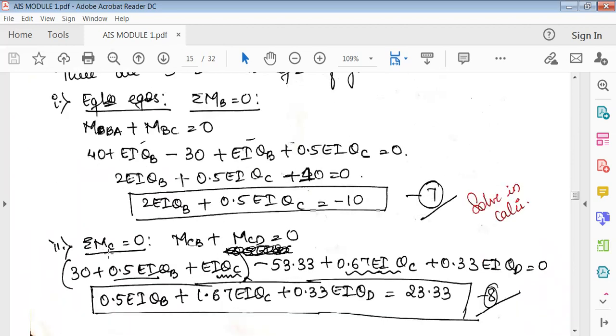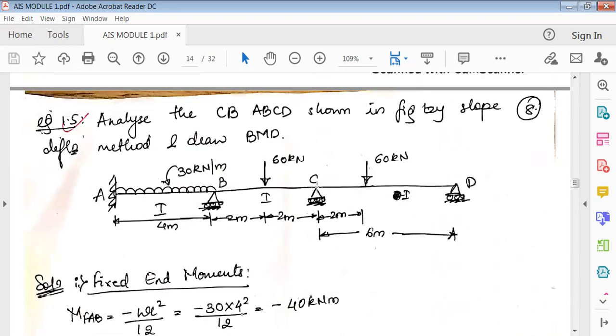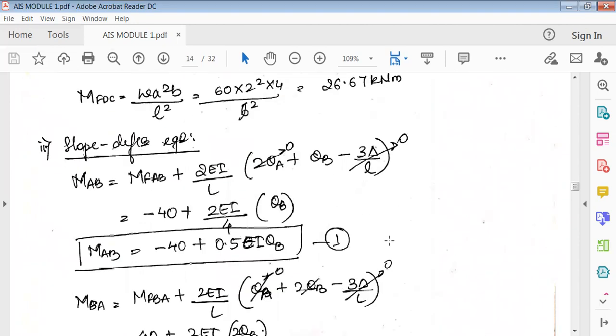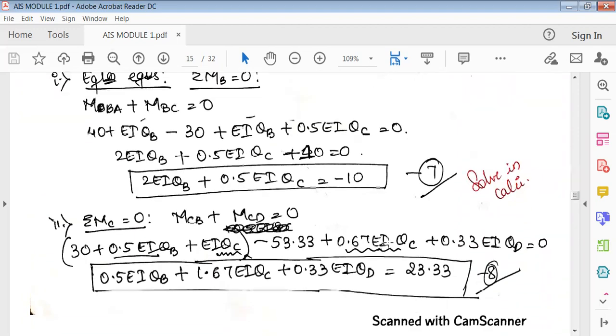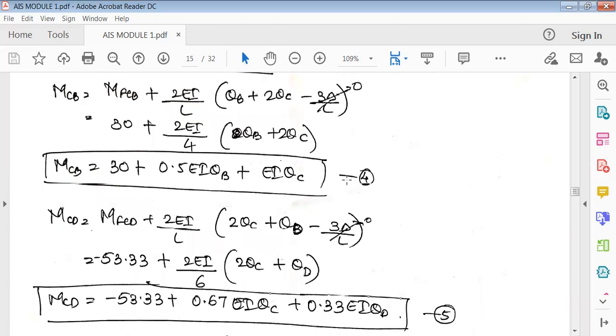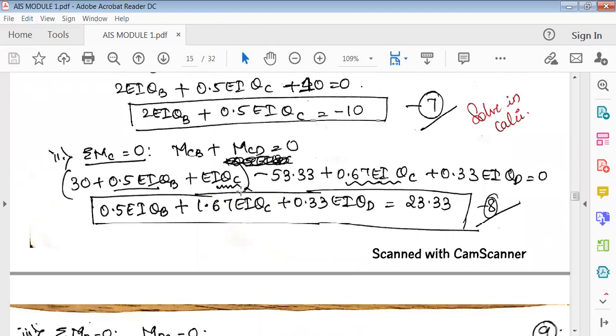Likewise, calculate moment at C. Now moment at C, again it connects two joints. MCB plus MCD is equal to 0. So for moment at C, we take equation number 4 and equation number 5, and you have to add both of these. When the equations are very long, either you can write them in terms of brackets and then open the brackets. So I've written here equation number 4 and equation number 5. Write both of these.